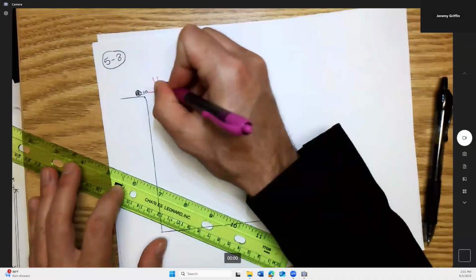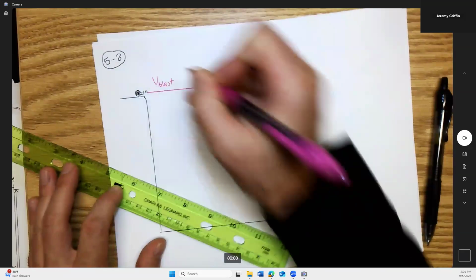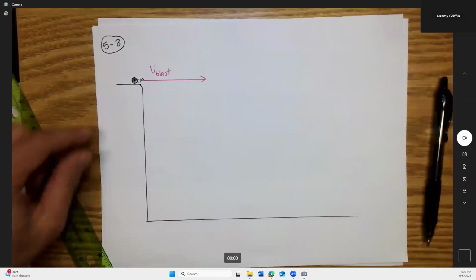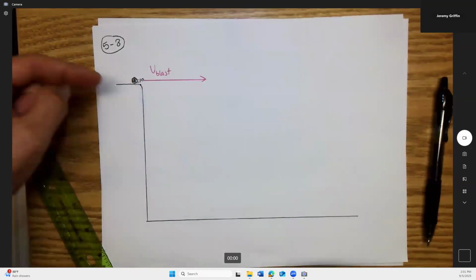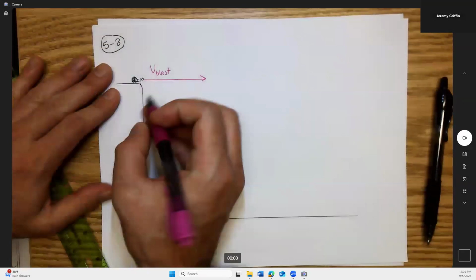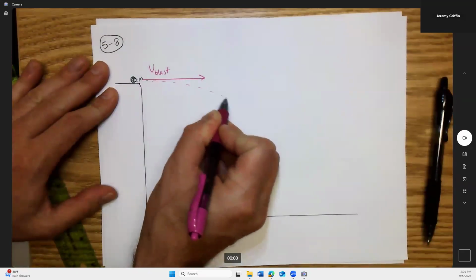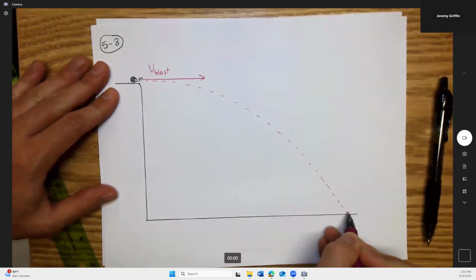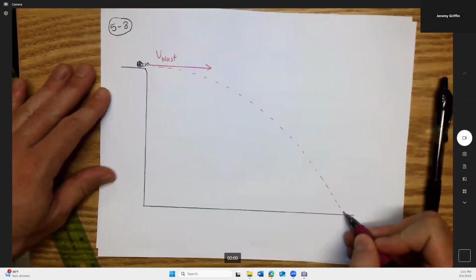I'll call this V blast. Okay, it's like the blasted cannon. By the way, next week, I'm going to take you guys out to the balcony. I got little launchers with little squishy bouncy balls, and you'll have the exact same setup. Pew, pew, pew. And this is going to follow a... what shape is this again? Parabola path. Yeah, parabola. Land somewhere down there.